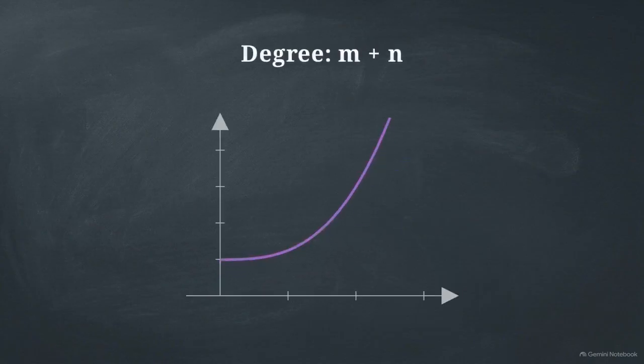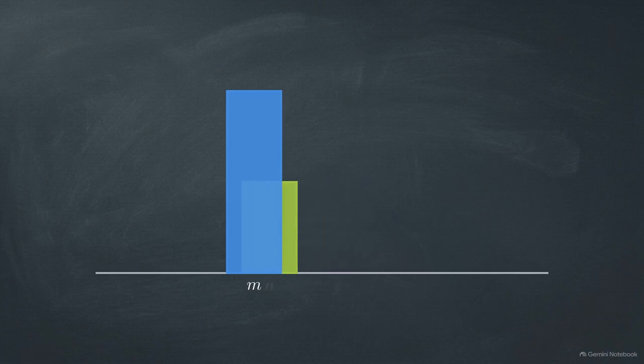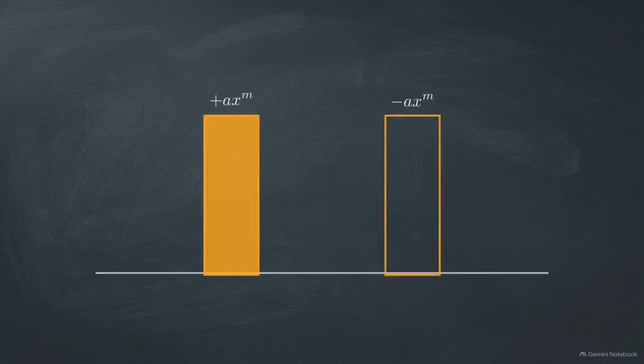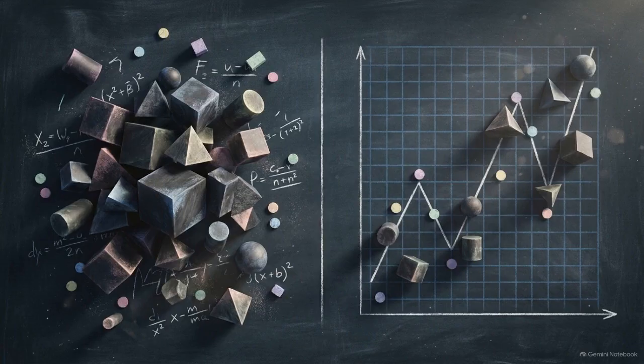Multiplying polynomials sums degrees. m and n become m plus n. Dividing subtracts them to m minus n. Adding caps the degree at the highest exponent, the maximum of m or n, unless leading coefficients cancel, dropping the system's degree. By mastering these rigid parameters of degrees, we can safely translate real-world constraints into organized algebraic systems.